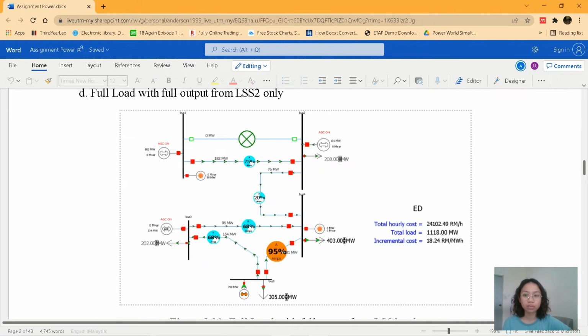And the last case is full load with full output from LSS2 only, where LSS2 is giving 80 megawatt output and LSS1 has no output.